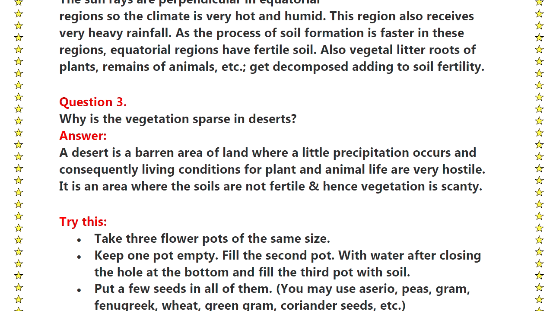Question number 3. Why is the vegetation sparse in the desert? Answer. A desert is a barren area of land where little precipitation occurs, and consequently living conditions for plant and animal life are very hostile. It is an area where the soils are not fertile, and hence vegetation is scanty.